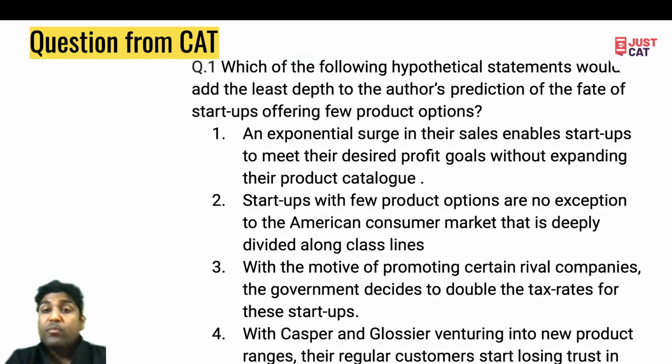So saying with the motive of promoting rival companies, tax rates, is something which we have not discussed. Rival companies are not related. This point number 3, rival companies and double tax rate for startups, is not related to it. Next: with Casper and Glossier venturing into new product ranges, their regular customers start losing trust. This was never mentioned. So I think option number one is what is actually part of this. It talks about something which has been mentioned there and it refutes it.